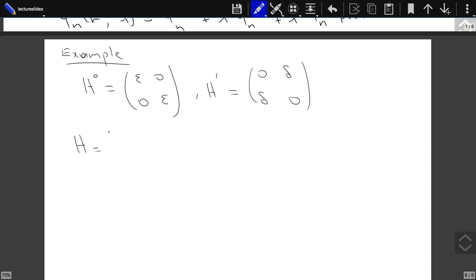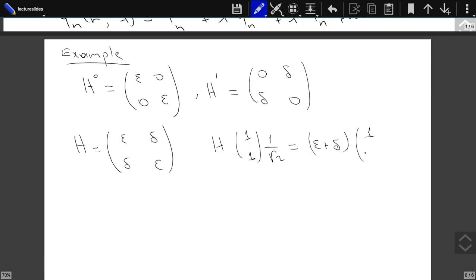Now H is epsilon, delta, delta, epsilon. If you diagonalize this, we already know what the eigenvalues and the eigenfunctions are. H acting on (1, 1), normalized properly with 1 over square root of 2 each, gives epsilon plus delta. And H acting on 1 over square root of 2 and minus 1 over square root of 2 gives epsilon minus delta.